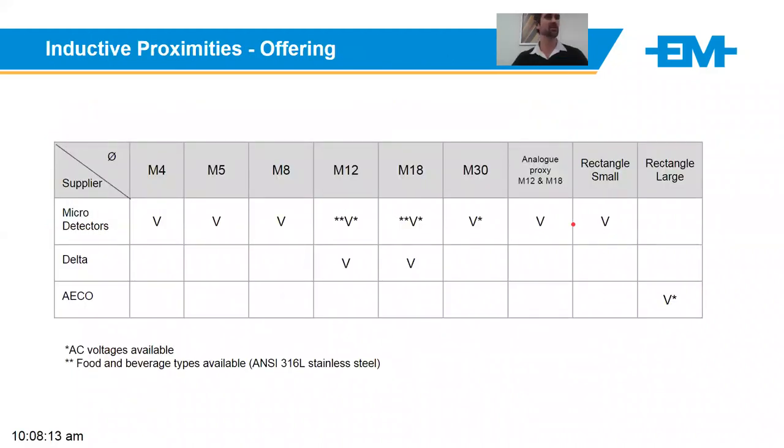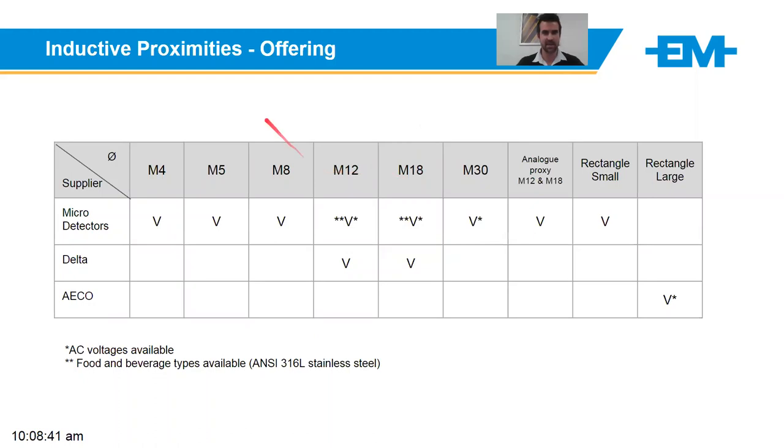Here's a table to show us our proximity offering. There are 3 different suppliers that you can buy inductive proximities from us, and these suppliers are spread across our catalog. So a large part of today is just to highlight different options from the various suppliers and pinpoint pros and cons of each of them.